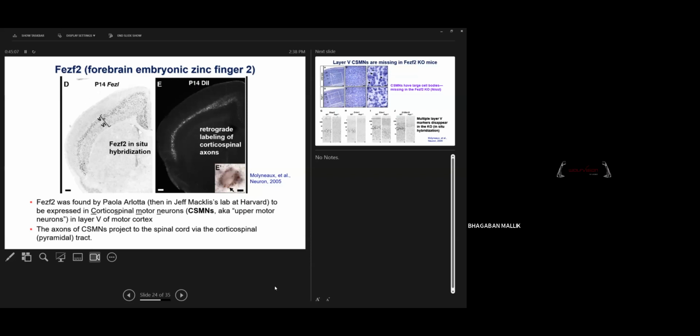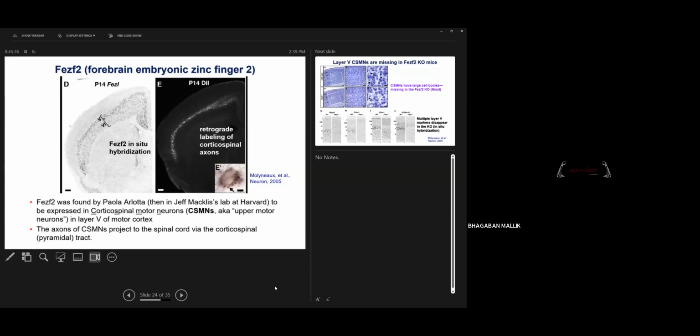And this is RNA in situ data. And this is again retrograde labeling. I talked about retrograde and anterograde labeling from the first lecture. So you can do that with the DiI dye. This is again postnatal day 14 during the development, the same brain. So you can see that this is highly expressed in the layer 5. So the FEZF2, which is shown here.